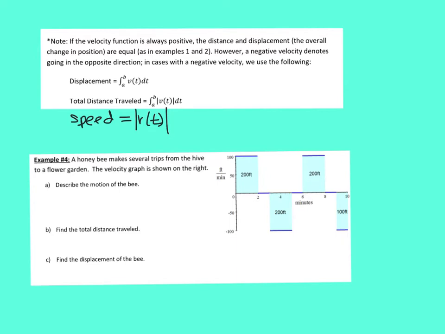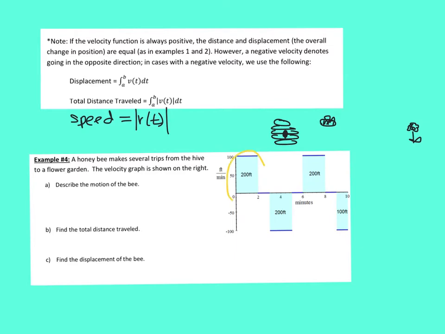For this, we have a velocity graph of a honeybee shown on trips from the hive to the flower garden. The first question I asked you was to describe the motion of the bee. I want you to pause the video and take a look at it for a minute, see if you can figure out what's going on here. So here's my honeybee picture. I'll show you a little picture of what's going on.